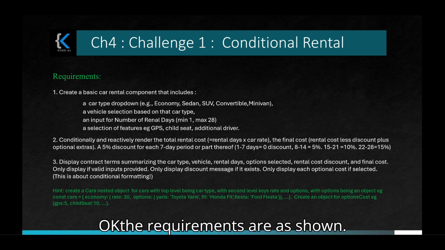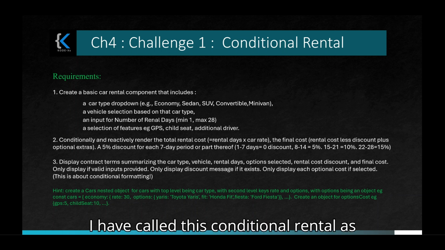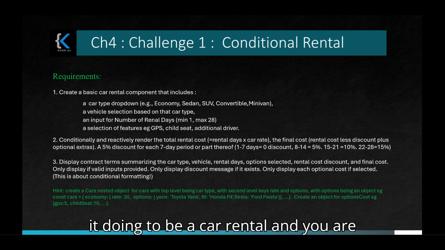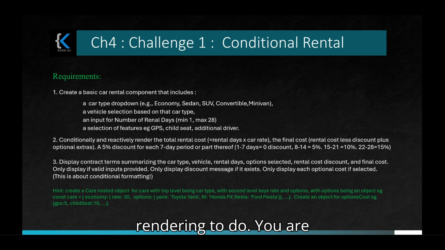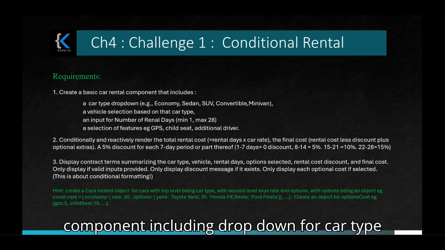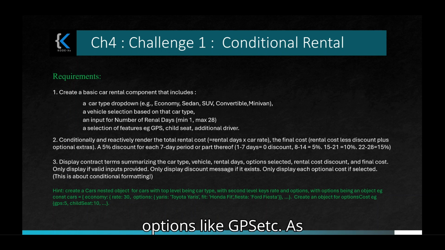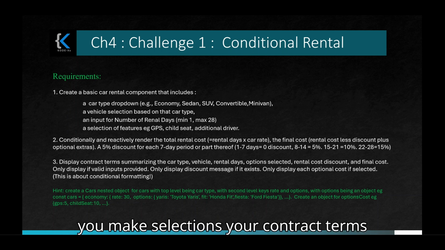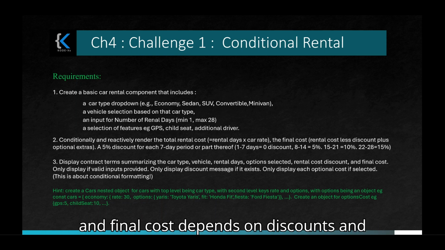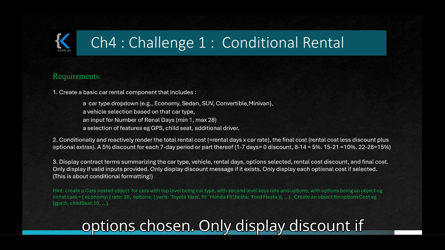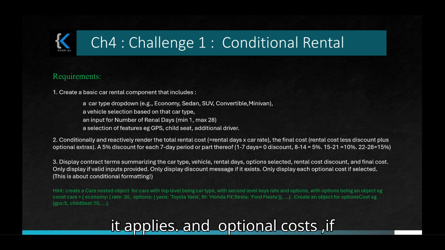Okay, the requirements are as shown. I have called this conditional rental as it is going to be a car rental, and you are going to have several conditional renderings to do. You are going to create a basic car rental component including a drop-down for car type, vehicle selection, entering rental days, and options like GPS, etc. As you make selections, your contract terms should show your choices and rental cost, and the final cost depends on discounts and options chosen. Only display the discount if it applies, and optional costs if the option is selected.